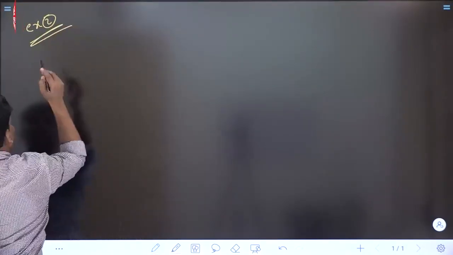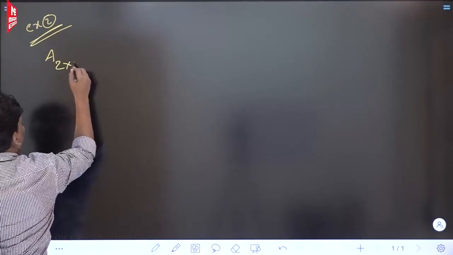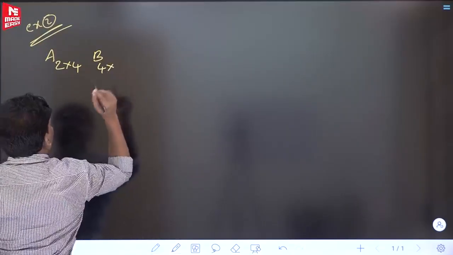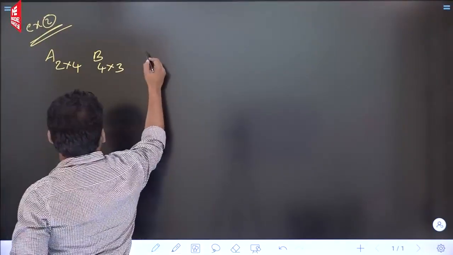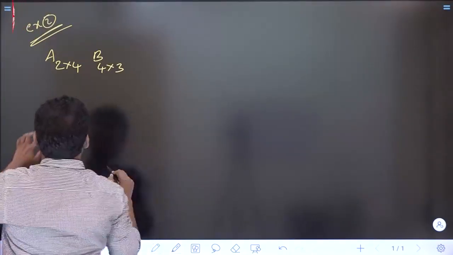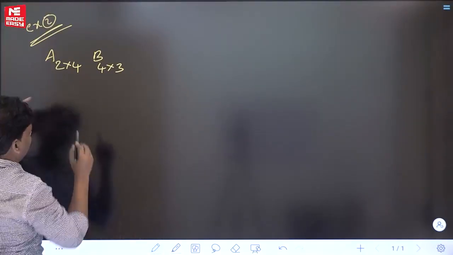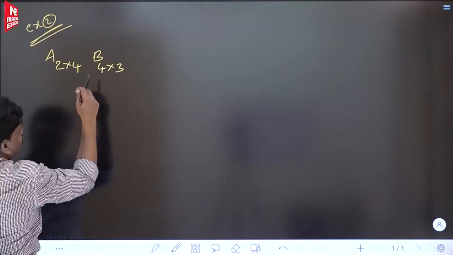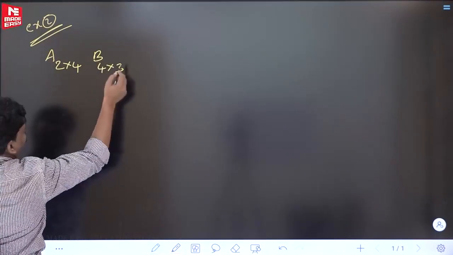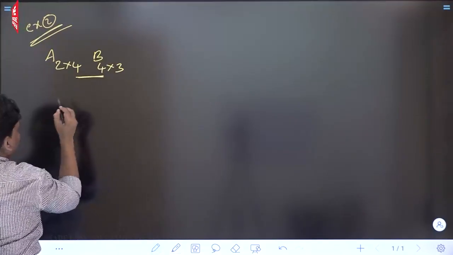See the example 2. A 2 by 4, B 4 by 3. Now can you help me now? I think the previous problem took a lot of time. This is going to be very simple now. A 2 by 4, B 4 by 3. I think these two are equal. It's okay.